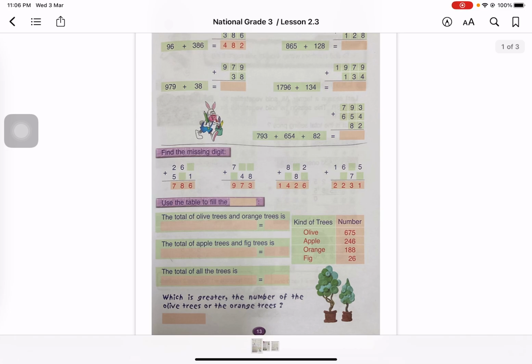Today we are going first to continue our lesson from last week, lesson 2.2, before we take the new lesson. The title of the lesson was Adding with Regrouping Twice.